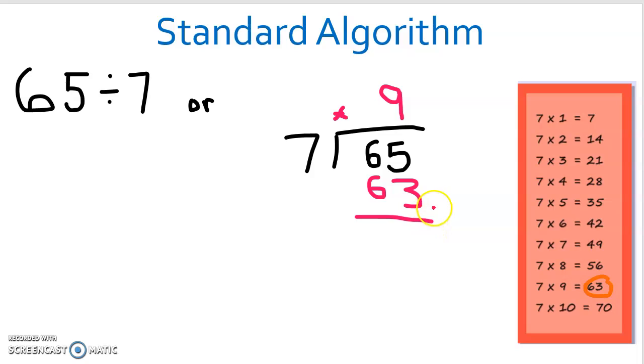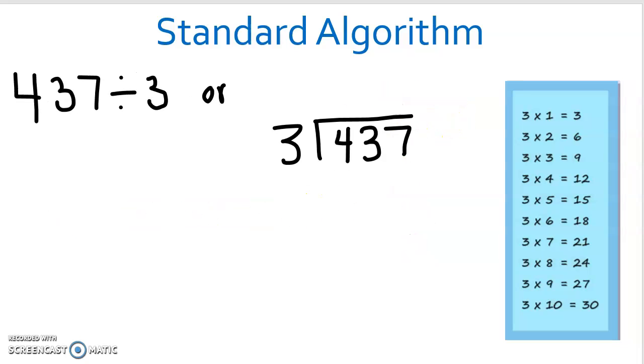So now that I have that, I can subtract. 5 minus 3 equals 2. 6 minus 6 equals 0. I'm not going to put the 0 there because that's probably going to make me a little bit confused. So I'm just going to know that 6 minus 6 equals 0, which means nothing anyway. So now I don't have any other digits to bring down, and I know that I cannot divide 7 into 2 because 2 is too small. So it will be 9, and there will be a remainder of 2. So the answer to this problem would be 9 remainder 2. So 7 can go into 65 9 times equally, but then I'm going to have 2 left over.